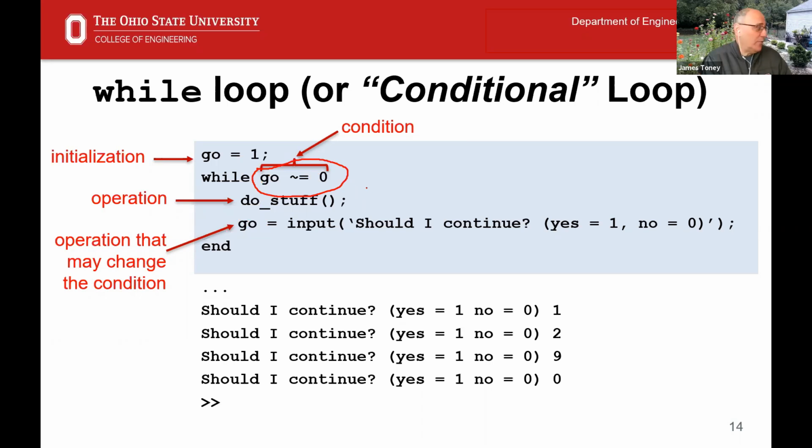All right, so this is a key point. There has to be something in this block of code that allows this variable to change so that the condition can become false, so the loop will quit. Right? If we didn't have this line here, go would never change values, and this loop would go forever. Yeah, that's called an infinite loop. Very common mistake.